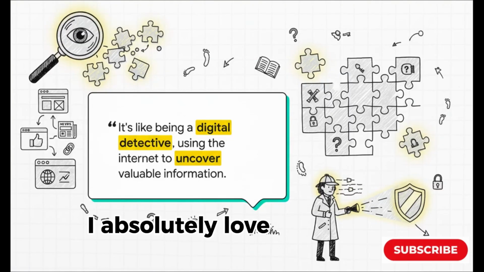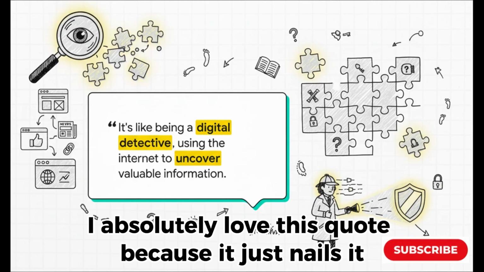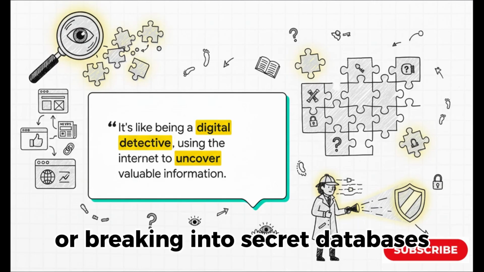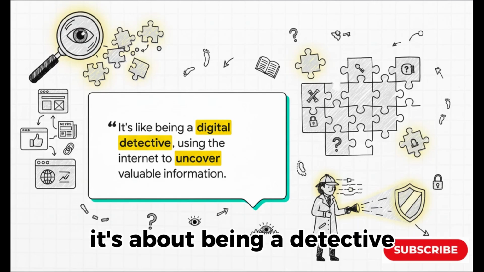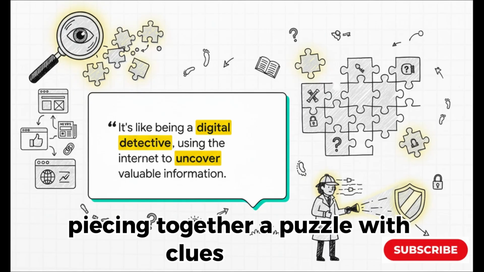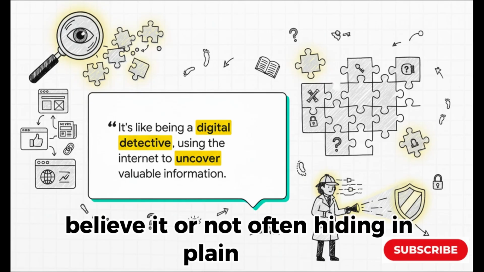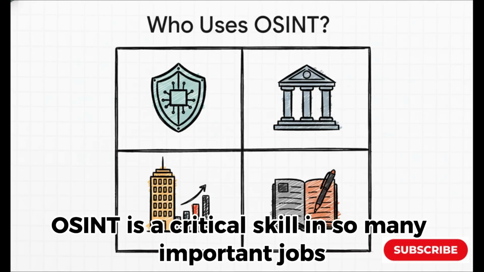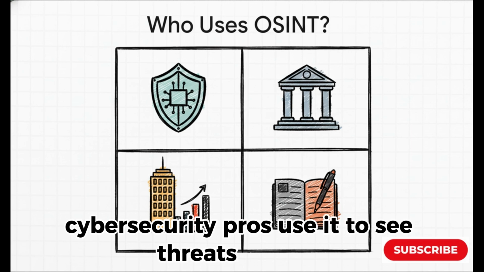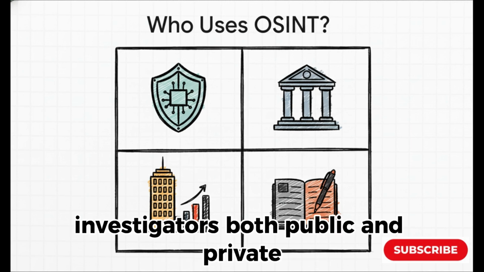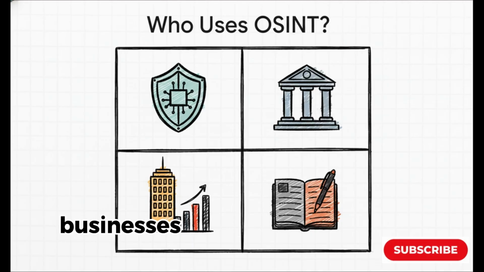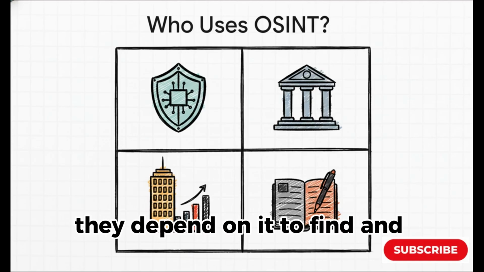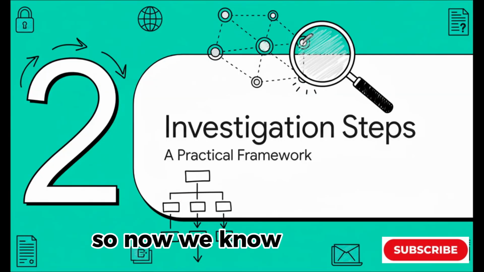I absolutely love this quote because it just nails it. This isn't about hacking or breaking into secret databases. It's about being a detective, piecing together a puzzle with clues that are, believe it or not, often hiding in plain sight. And make no mistake, this isn't just for some niche hobby. OSINT is a critical skill in so many important jobs. Cybersecurity pros use it to see threats coming. Investigators, both public and private, use it to build their cases. Businesses use it to keep an eye on the competition, and journalists, well, they depend on it to find and verify their stories.